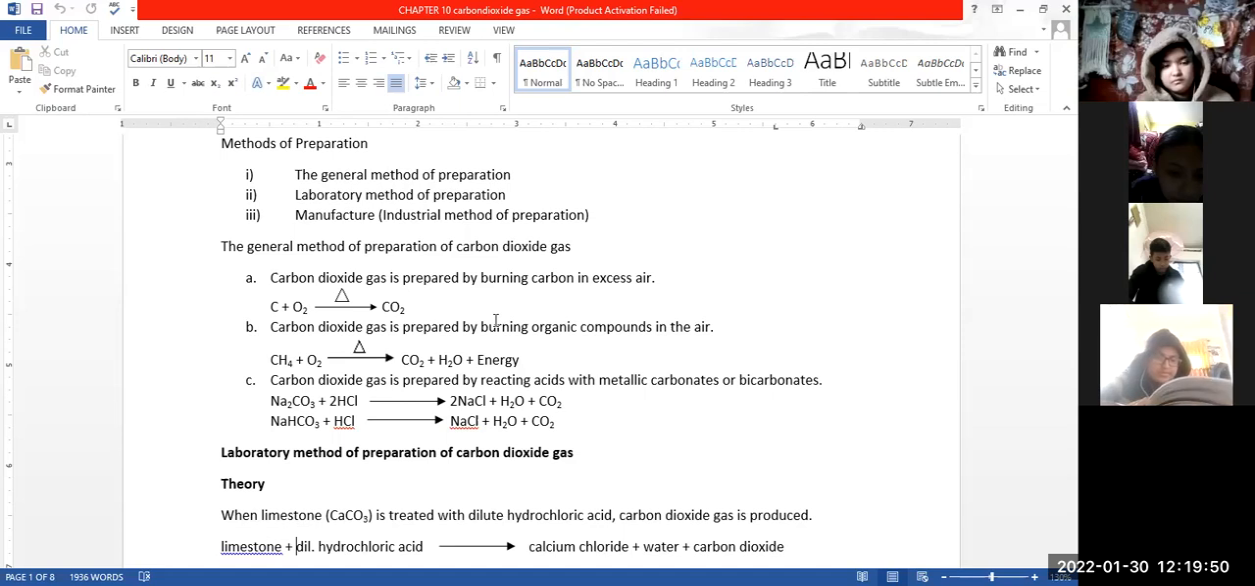What are these two chemicals which are required for the preparation of carbon dioxide gas in laboratory? Samriti, mention two chemicals which are required to prepare carbon dioxide gas in laboratory. Samriti.